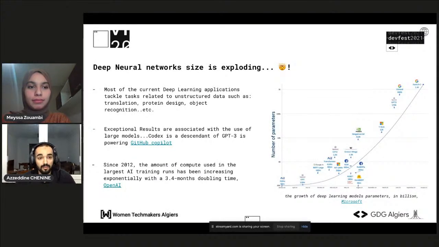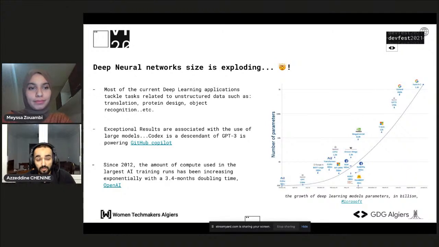So this unstructured data happened to work well with deep learning. We observe another phenomenon, which is that deep neural networks are exploding in size. Most of the current applications of deep neural networks use unstructured data. You have translation, protein design, object detection, let's say, for example, self-driving cars, etc. All these applications handle unstructured data. And the more data you have, regardless of the algorithm you are using, the bigger your model tends to be. And we are observing this too, with models like GPT-3, which are delivering extremely good results. Let's say, for example, Codex is a descendant of GPT-3, and it's powering GitHub Copilot, the famous AI-based autocomplete tool we all know about, and it was really a breakthrough.